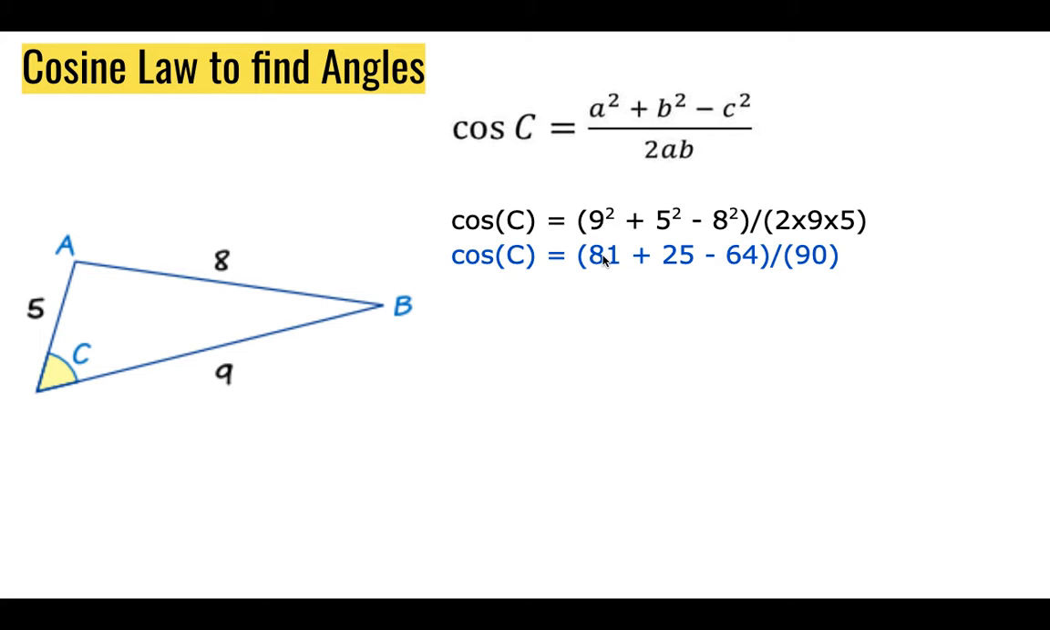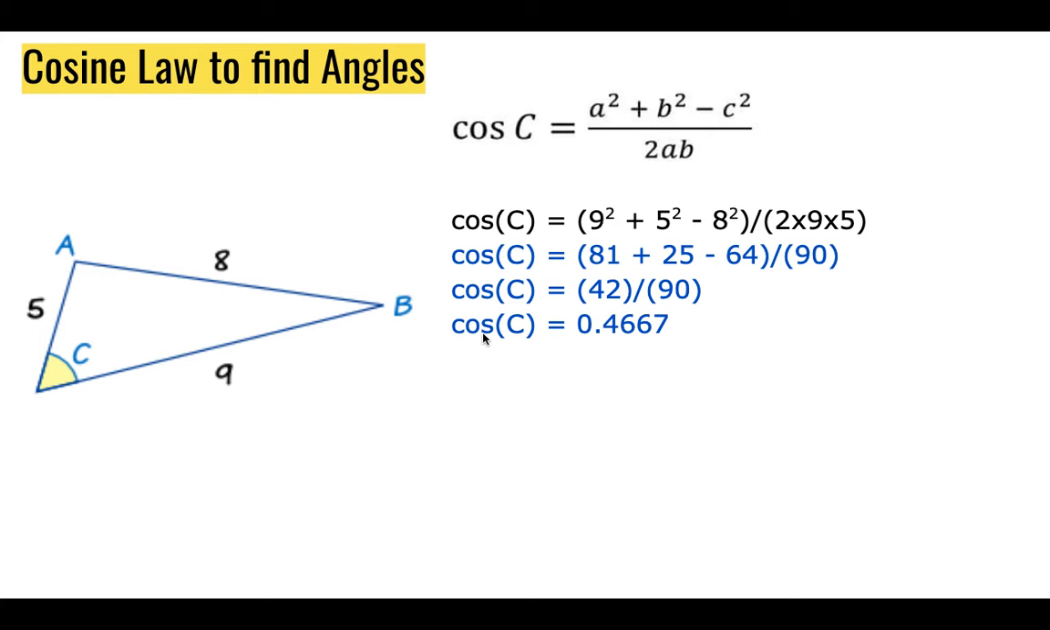Okay, so let's do some math. So 9 squared is 81, 5 squared is 25, and 8 squared is 64. Don't forget there's this negative sign in front of it, so you need to carry that down. 2 times 9 is 18 times 5 is 90. So I have these 3 numbers in the numerator then. I'm going to combine them all. So that's my next step. So if I combine these 3 numbers, I get 42 and then divided by 90. And so 42 divided by 90 is 0.46666, I think.